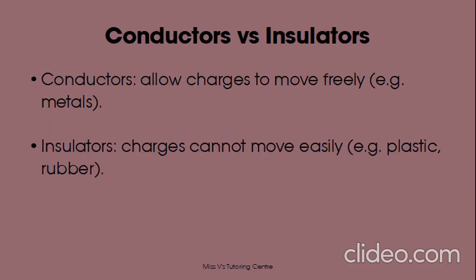Conductors versus insulators. Conductors let charges move freely. So metals are like highways for charges. And insulators do not let charges move easily. So rubber and plastic would be equal to blocked roads for charges.